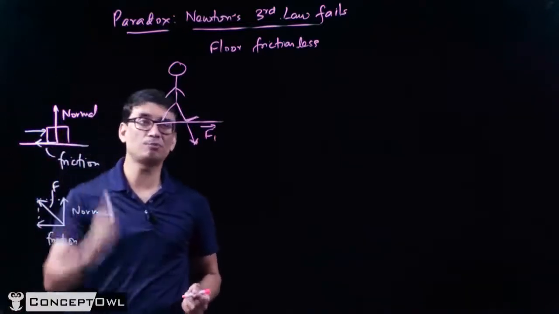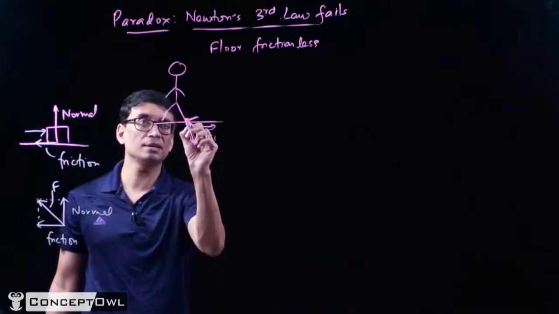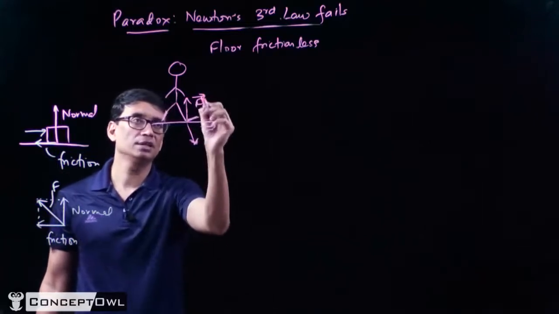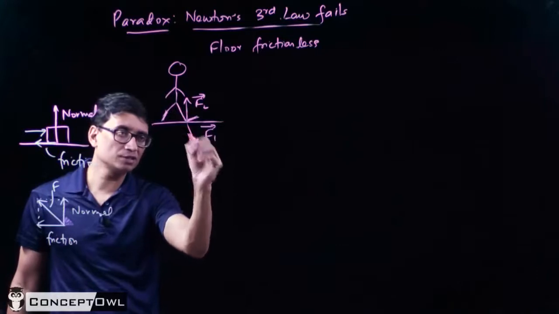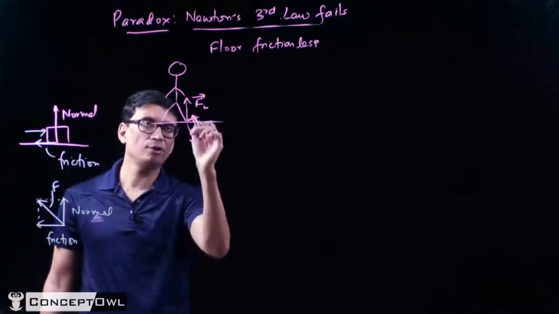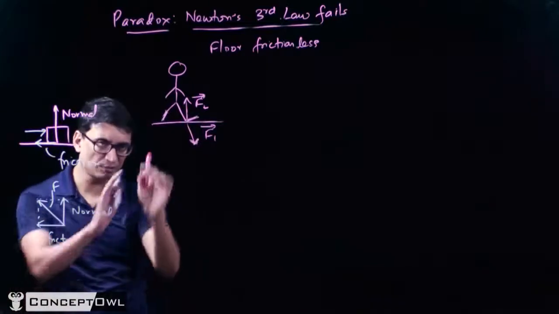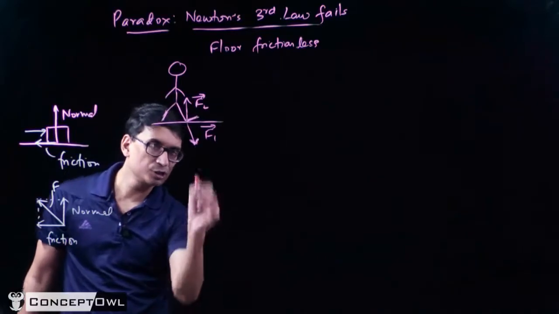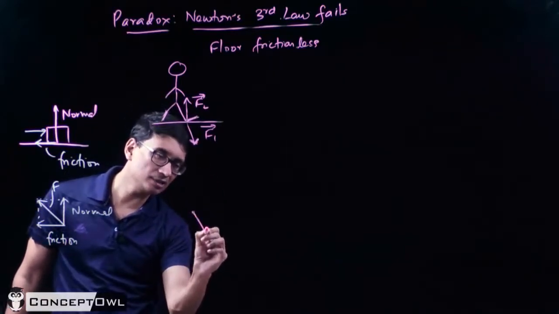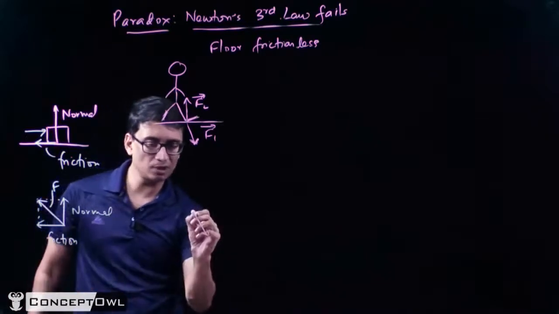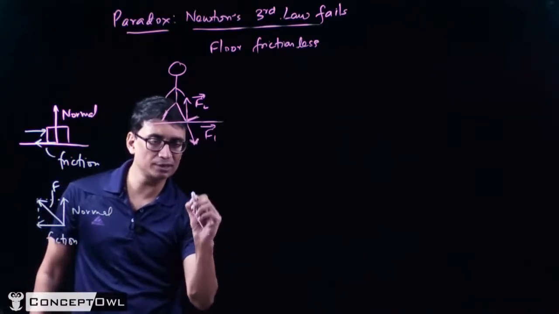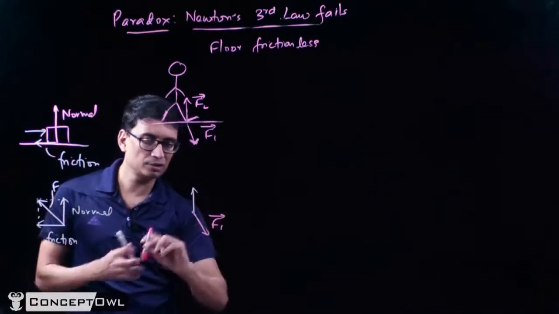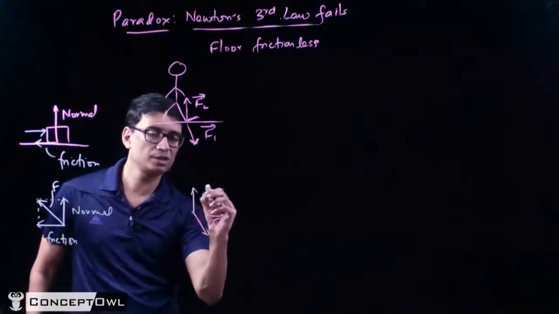The floor can only apply a force upward. So the floor is applying a force on the man in upward direction. Let's call this F2. So the man is applying a force in this direction at a certain angle, and this is F1, and the floor is applying a force on him, this F2. If I show it separately, the force on the floor, shown in red, is at a certain angle, and the force on the foot of the man, shown in white color, is upwards. So this is F1 and this is F2.